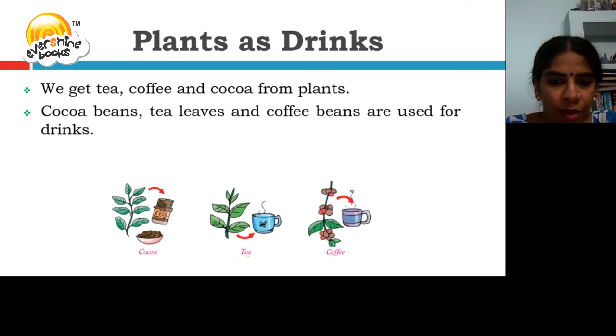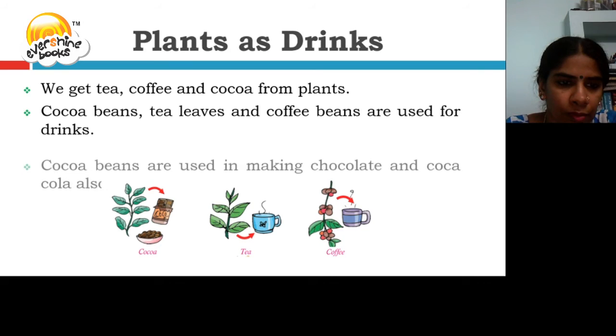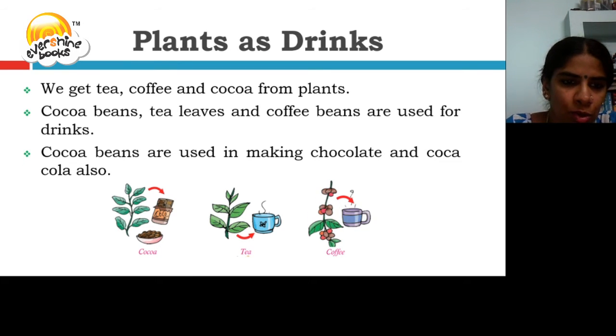Tea leaves help to prepare tea. Coffee beans, when crushed, give us coffee. We get coffee powder actually, and we get the drinks. We get cocoa powder, then we can prepare cocoa chocolates. We can prepare chocolate drinks. Cocoa beans are used in making chocolate and Coca-Cola also.